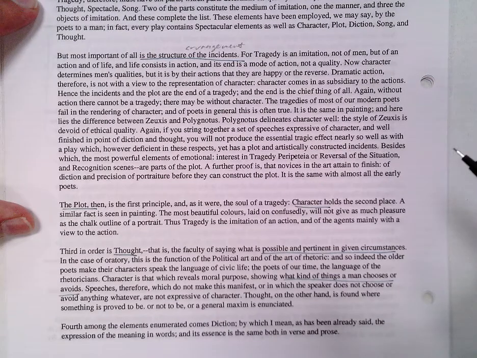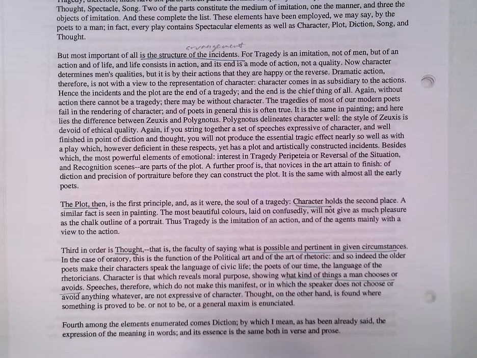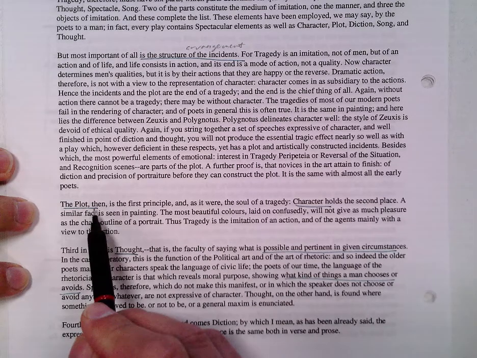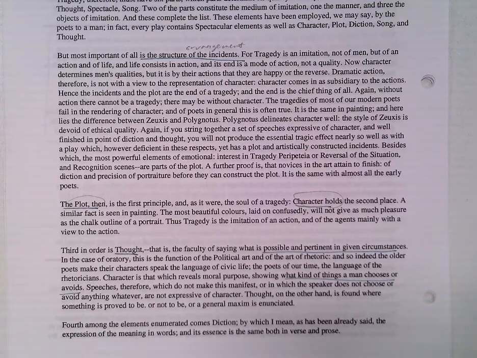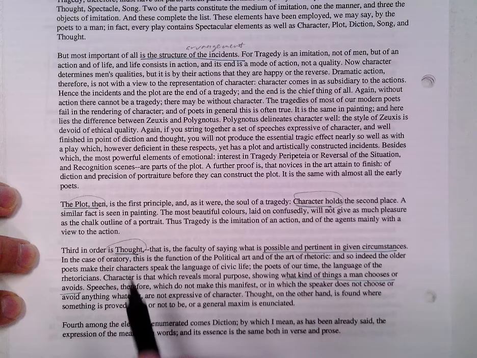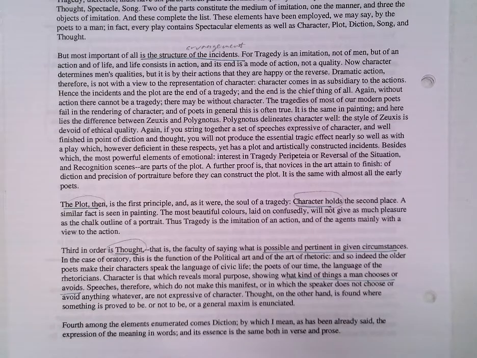So Aristotle then moves on to give a hierarchy of the key elements of a tragedy. First is plot. Without plot, you have nothing. Without a sequence of events, you have nothing. Then secondly, you have character. And after that, you have this different idea, which is called thought. This one's a little bit more challenging to understand here.